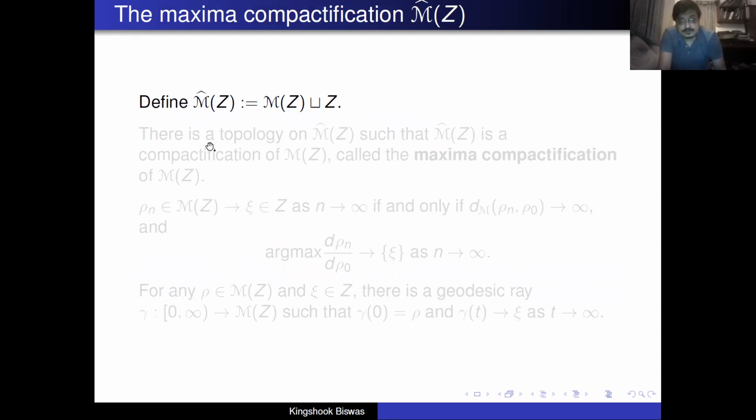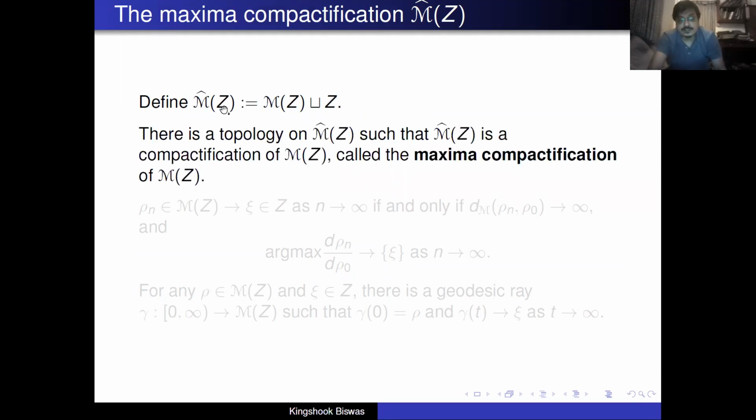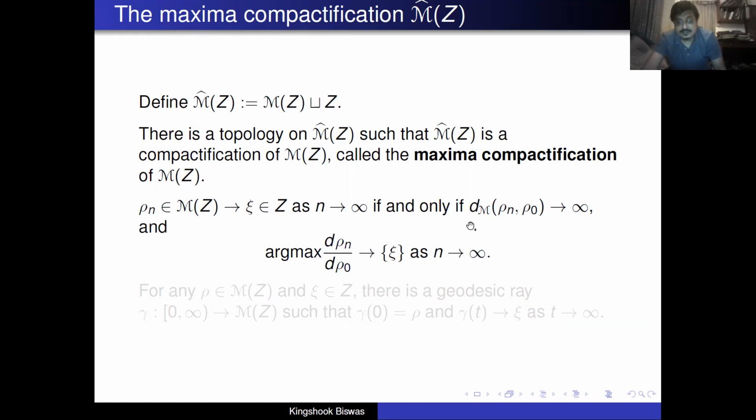So now we can define a compactification of this space MZ by taking the disjoint union with Z and let that be M hat of Z. Then there is a topology on this union M hat Z such that M hat Z becomes a compactification of MZ, which we call the maxima compactification of MZ. And the topology on this compactification is the following. A sequence rho n in MZ converges to a boundary point xi in Z if, first of all, the distance from rho n to the base point rho naught goes to infinity. And if we look at the set of maxima of the derivative d rho n by d rho naught, then these compact sets shrink to the singleton xi as n tends to infinity. So this defines a topology which makes this M hat Z a compactification of MZ, and the boundary becomes Z.